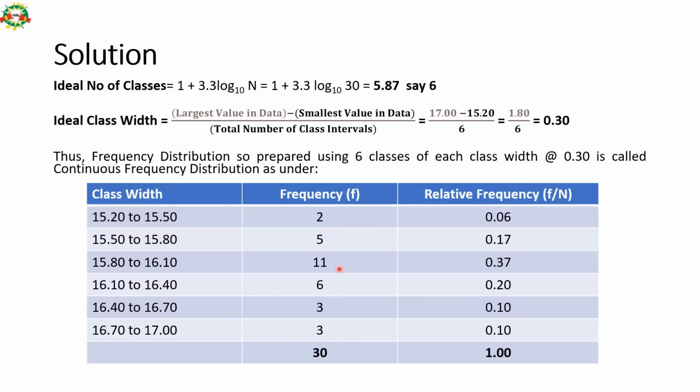If we divide 2 by 30, that gives us the relative frequency. This is the relative frequency formula, f divided by n. This is f and this is n, 30. Always remember, the total relative frequency of the entire set of data is always 1. This also needs to be remembered.